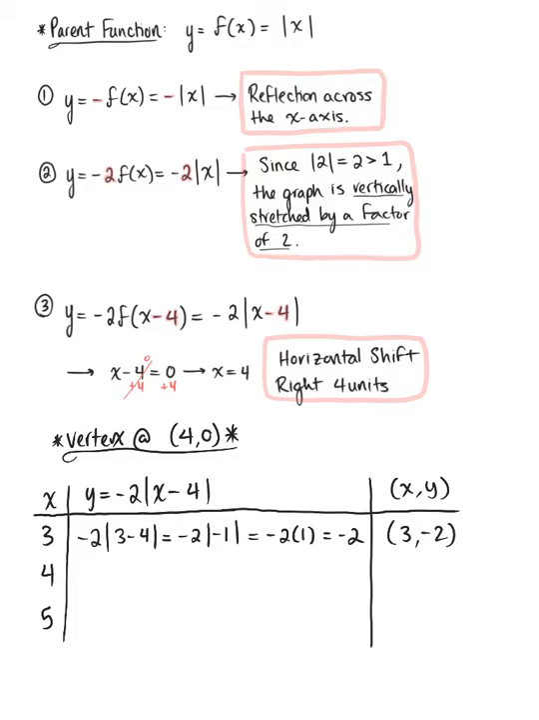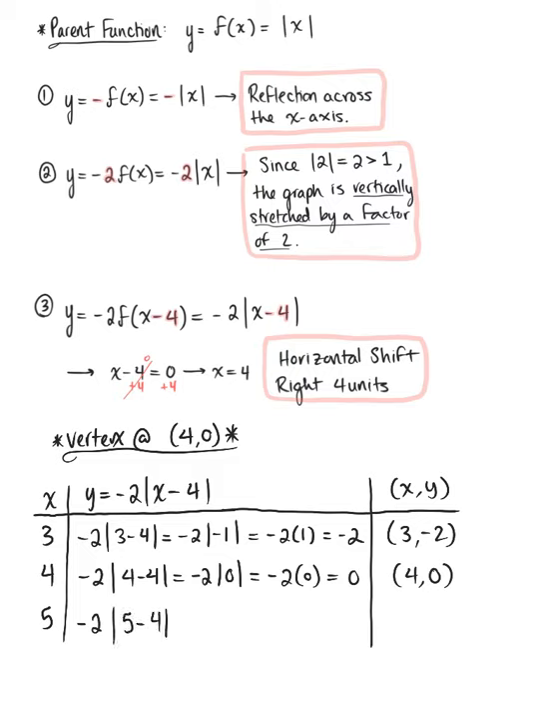Now, to confirm that our vertex is at 4, 0, let's evaluate at 4. So we have -2 multiplied by the absolute value of 4 minus 4. So we have -2 times the absolute value of 0, which is equivalent to -2 times 0, which is 0. Woohoo! So we have another solution point defined by the ordered pair 4, 0. And last but not least, when x is 5, we have -2 multiplied by the absolute value of 5 minus 4. So this is going to be equal to -2 times the absolute value of 1, which is -2 times 1, which leaves us with -2. And so we can see the balance in the y values around the vertex.